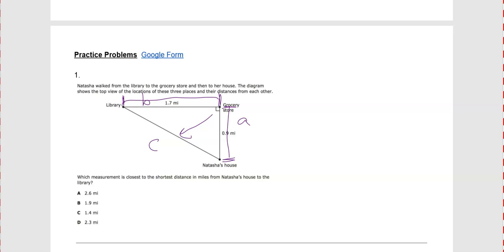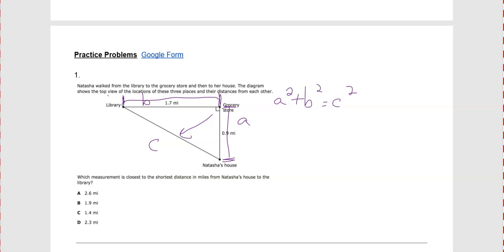And the shortest distance between 2 points is a straight line segment, okay? And that is why we're looking for the hypotenuse. We want the shortest distance between the library and the house. All right, so go ahead and write your formula. A squared plus B squared equals C squared.